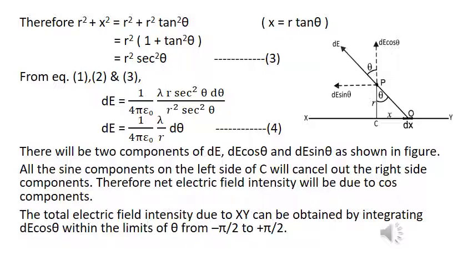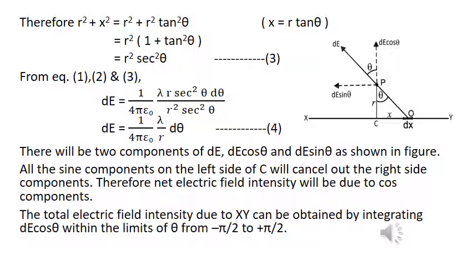Also we can write r square plus x square is equal to r square plus r square tan square theta by putting the value of x is equal to r tan theta. We get r square plus x square is equal to r square sec square theta. Let it be equation number 3. Putting the value of dx and r square plus x square from equations 2 and 3 in equation 1, we get dE is equal to 1 by 4 pi epsilon naught lambda by r d theta, equation number 4.